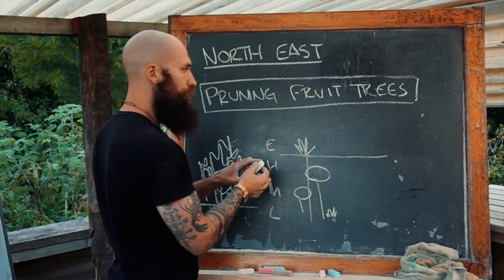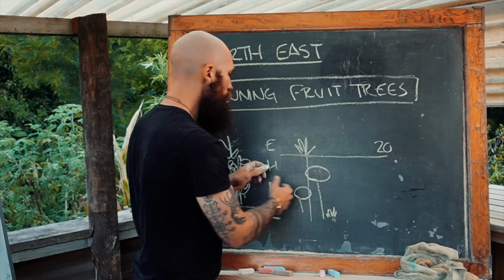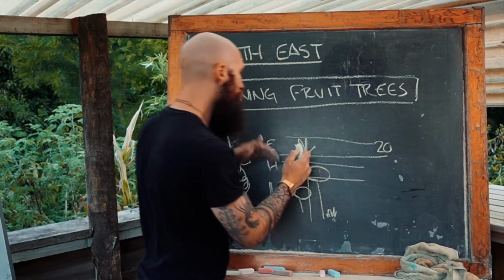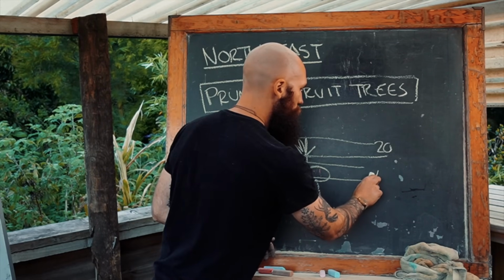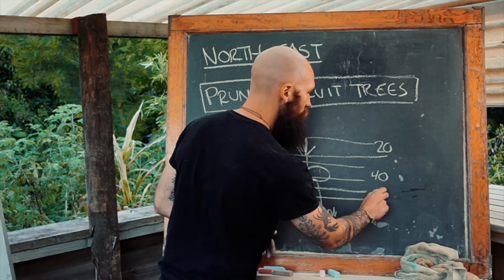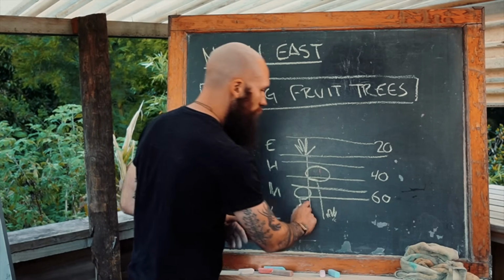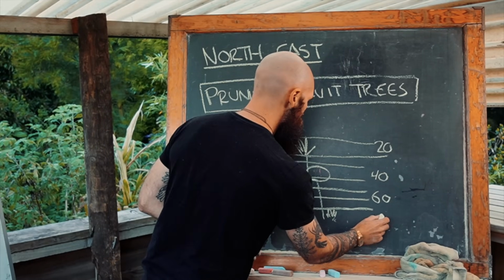When you're managing your emergent layer, you're leaving about 20% of that strata occupied. When you're pruning your high layer, you're leaving about 40% of that strata occupied. Medium, 60% of that strata occupied, and then low would be 80%.